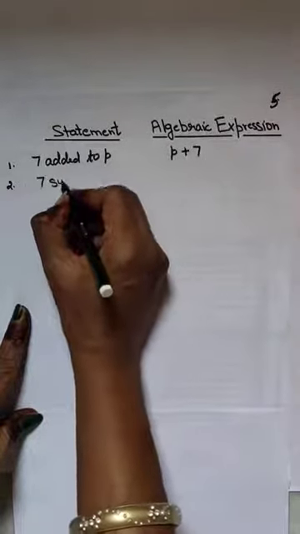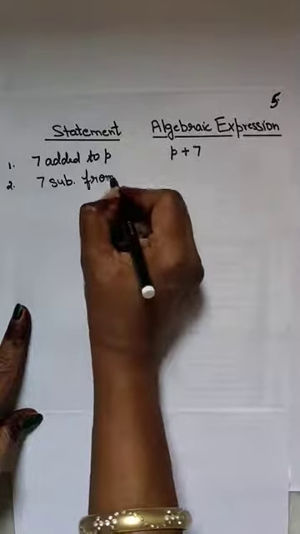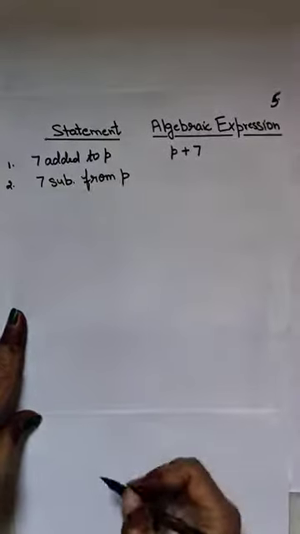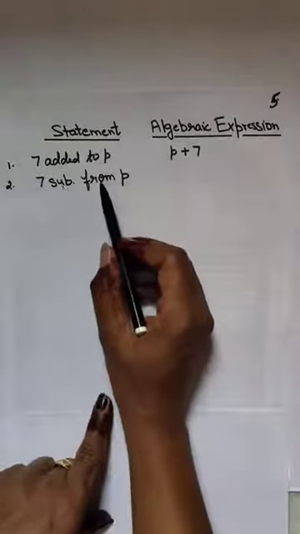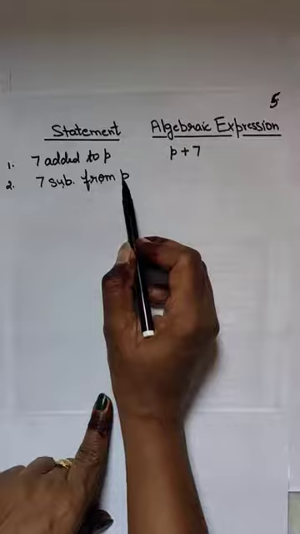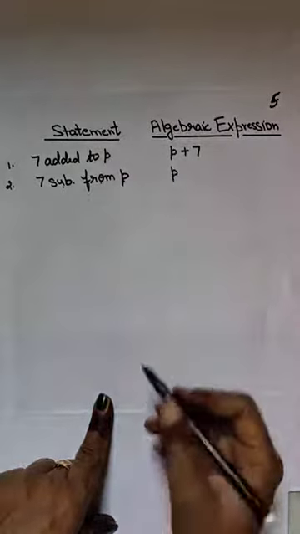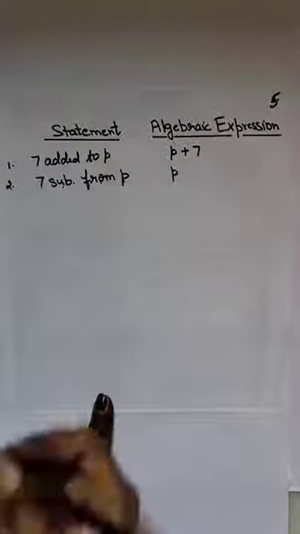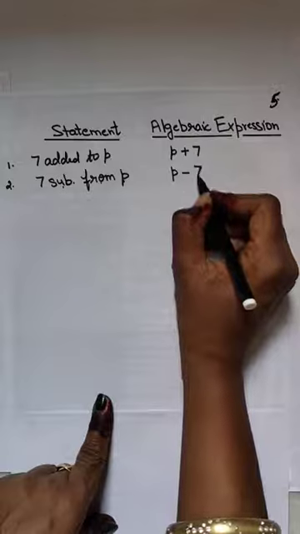7 subtracted from P. You know very well that in case of subtraction, a number written after from, we have to write down first. So we will write down here P first. And from P, what we have to subtract? We have to subtract 7. So it is P minus 7.